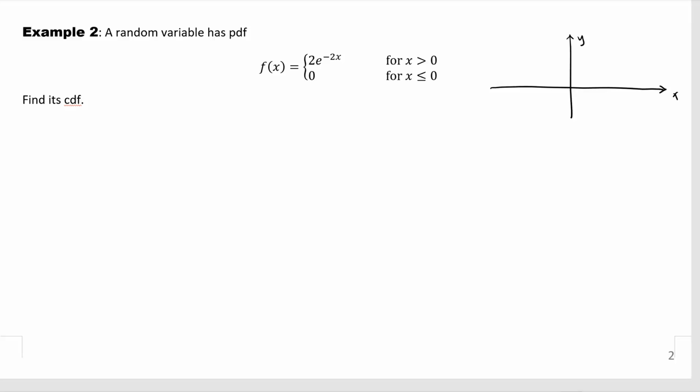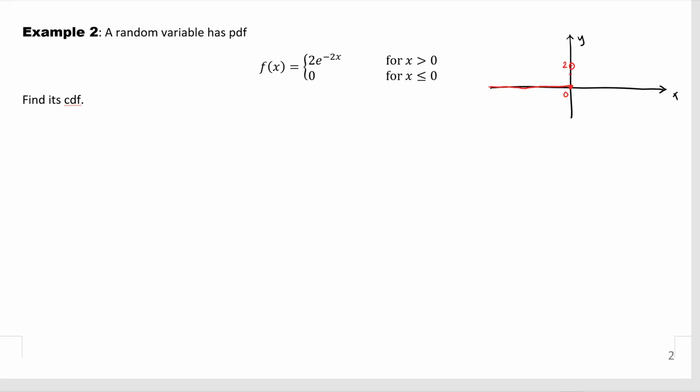Alright, so let's use a different color to draw it. When x is less than or equal to 0, it is 0, and we include the 0 point. When x is greater than 0, it is 2 times e to the minus 2x. So when you plug in 0, you get 2 times e to the 0. E to the 0 is 1, so 2 times 1 is 2. So we have 2 here, and we have an open circle.